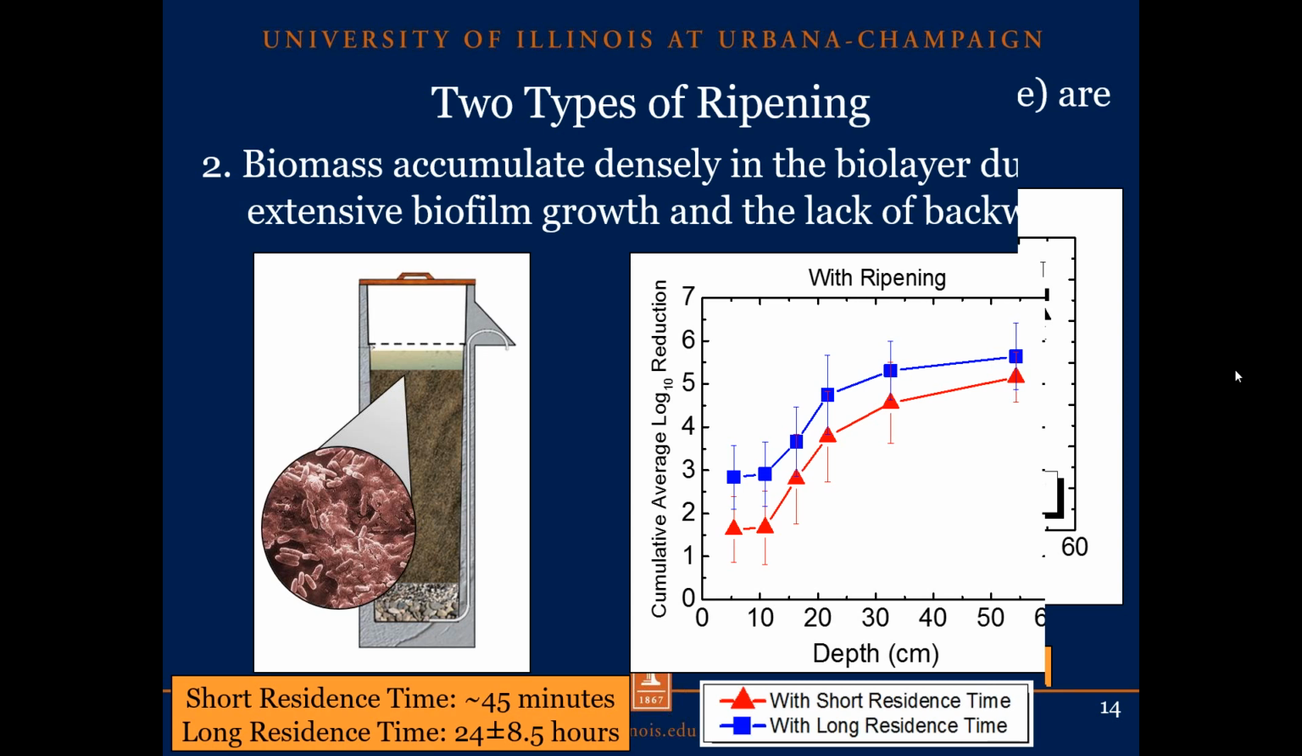And we can see just how much ripening improves MS2 removal in this figure. This is cumulative log 10 reduction of MS2 as a function of depth and as a function of media aging. So before I go into this data, I just want to explain a little bit about how the experiments worked. For this figure, we used 2 different filters, one that was for days 9 to 27 and one that was for days 43 to 240.